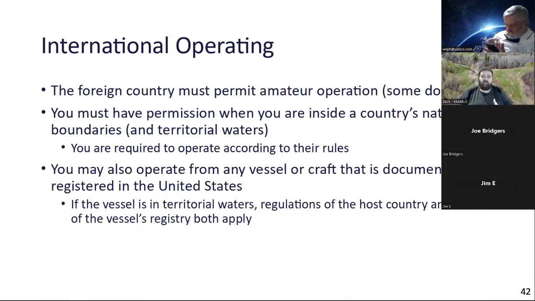So if you're out sailing or something, you can operate from a vessel or craft that is documented or registered in the United States, even if you're in another country's waters. But if you are in their waters, you have to follow both sets of regulations. So let's say you've sailed out to the coast of Mexico. Well, you'd have to follow their regulations and the United States regulations both. In that case, you would go with whatever was the most restricted and stay within their regulations.